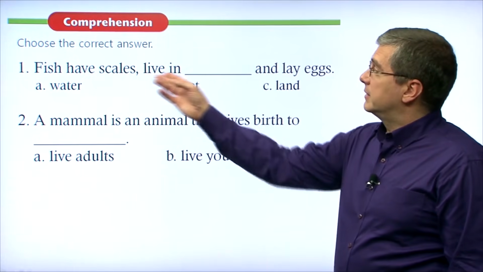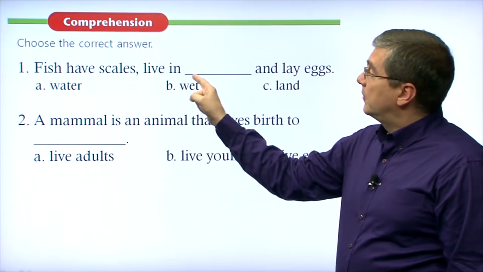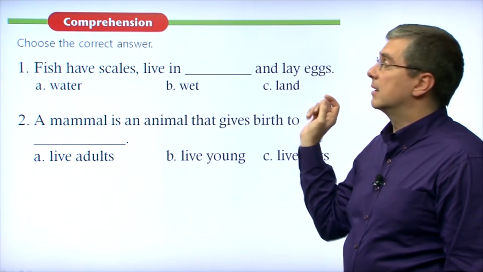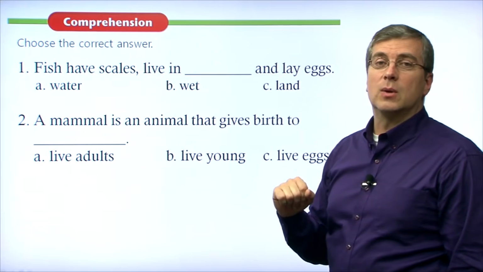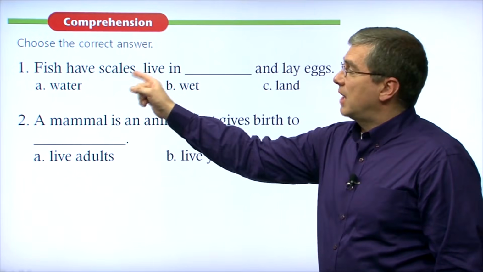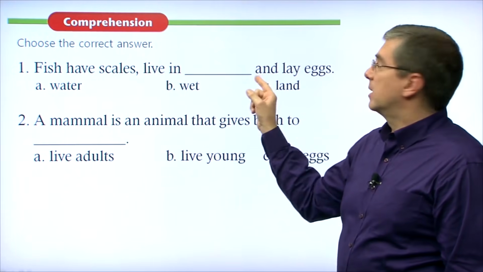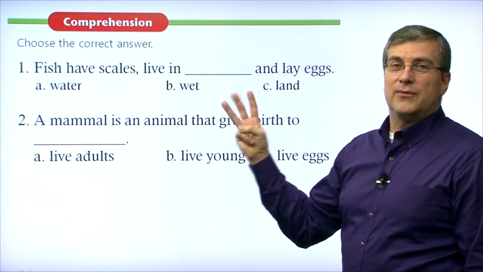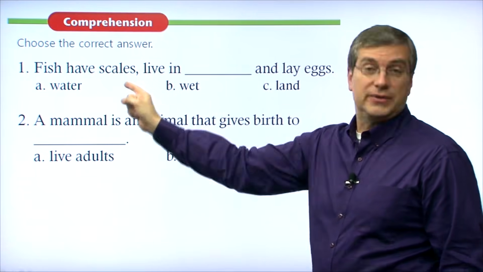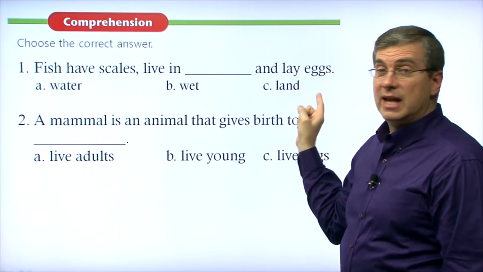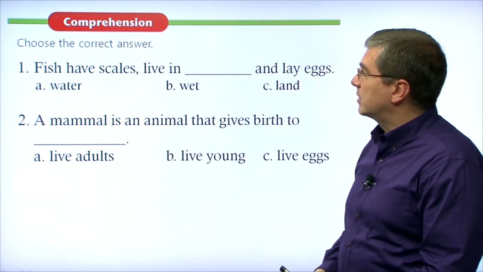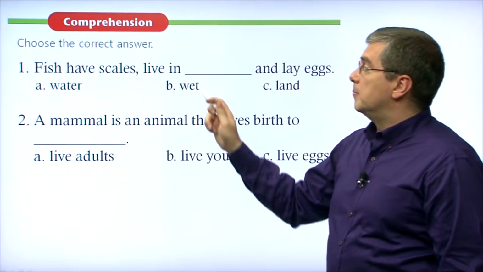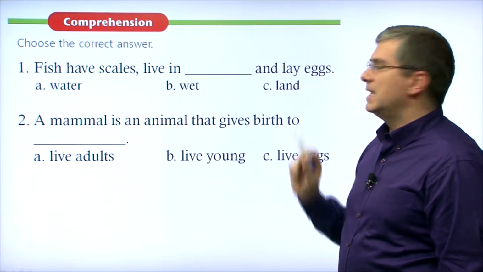We have, of course, these different sentences. We need to fill in the blank with the correct word, A, B, or C. Let's take a look at question number 1. Fish have scales, live in beep, and lay eggs. Okay, so actually we're talking about 3 different facts about fish, right? That's true. Fish have scales, yes. They lay eggs, yes. But where do they live? That's our question. Where do they live? They live in A, water, B, wet, or C, land.